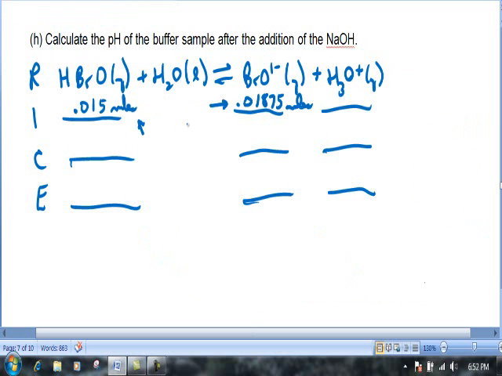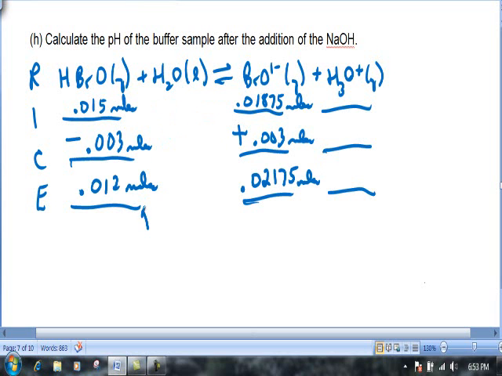When we add the sodium hydroxide, that's going to cause the hydronium concentration to go down, so our reaction will respond by shifting to the right. That means the change value for the acid is going to be negative, and for the hypobromite ions, it'll be positive. The size of the change will be the number of moles of sodium hydroxide that we add to the buffer. We determined that we were adding 0.003 moles of sodium hydroxide. That gives us the size of our change, and now we can get our equilibrium values. We now know that we have 0.012 moles of hypobromous acid, 0.02175 moles of hypobromite ions.